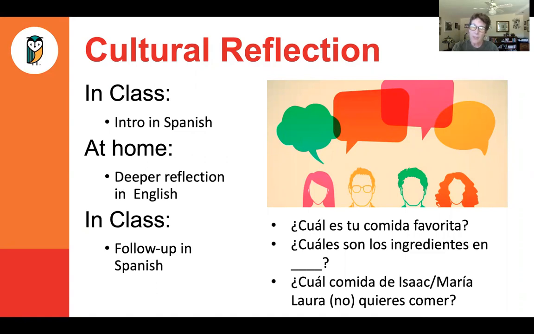So we've talked about introduction in Spanish in class, deeper reflection in English at home. Now that students have the background information on the topic and they've really thought about it, you can lead them in a follow-up discussion, providing the needed support. This follow-up can take many forms, but one way to do it is to do a mingle activity where learners talk to other students in a short amount of time. You can provide guided questions like you see right here, and to help them begin their conversation.